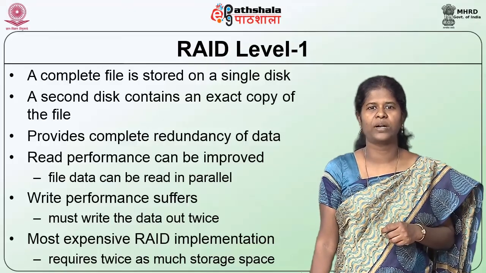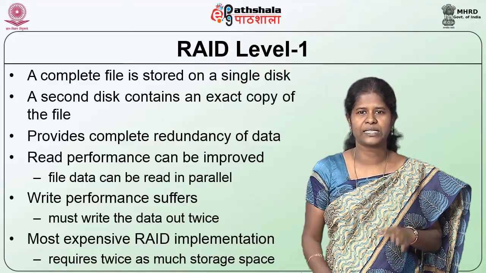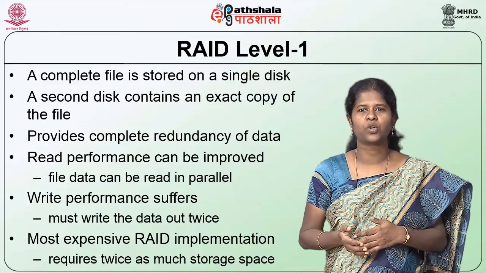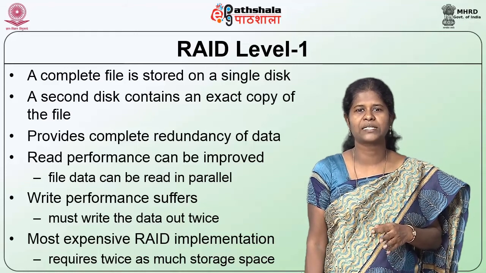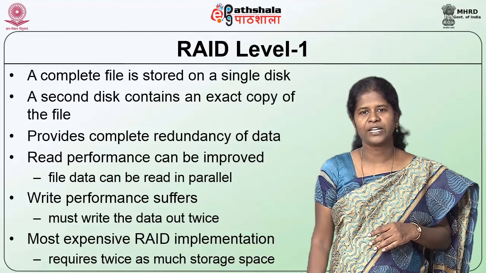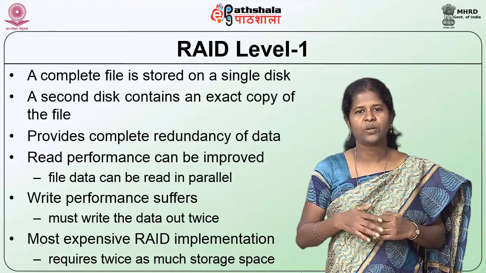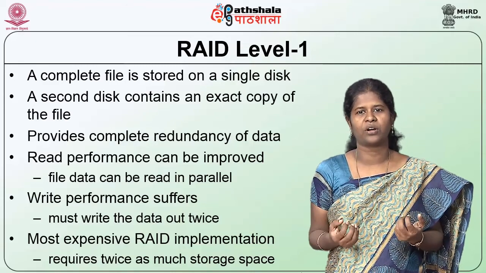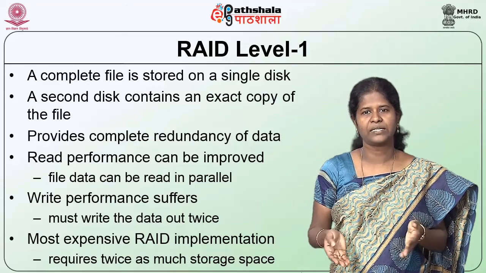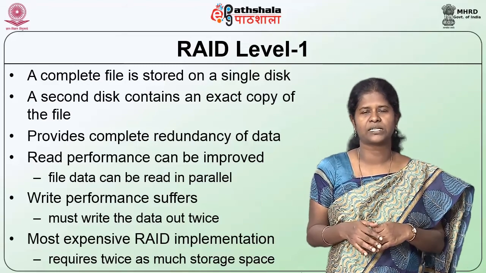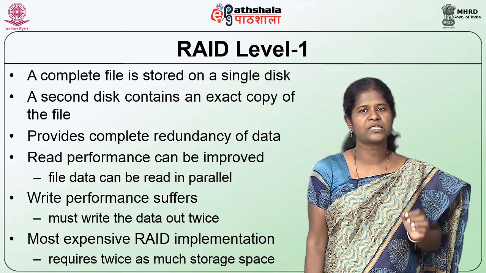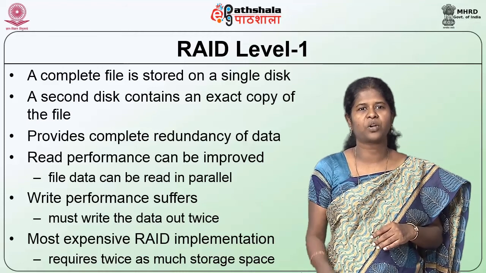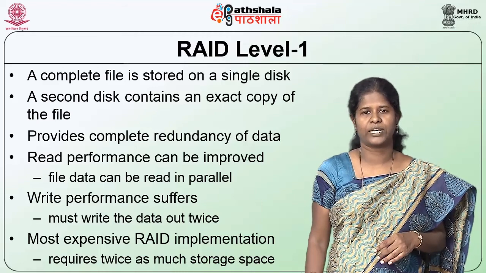In RAID level 1, a complete file is stored on a single disk. Here they are looking at only redundancy. There will be another disk which will have an exact copy of the file. So, it provides complete redundancy. When you are trying to read from the disk, you can read in parallel, because you can read, say, one block from here and the second block from the second disk and so on. But while writing, the problem is that you will have to write into both the disks, because you are maintaining a redundant copy. So, each data has to be written twice. This is the most expensive RAID implementation, because it requires twice as much storage space.